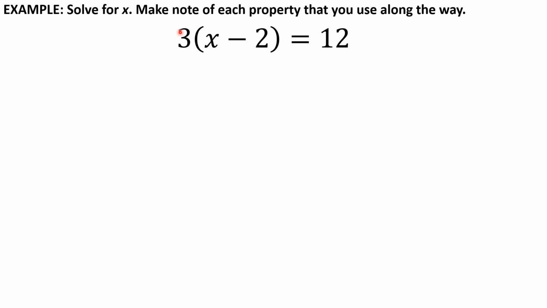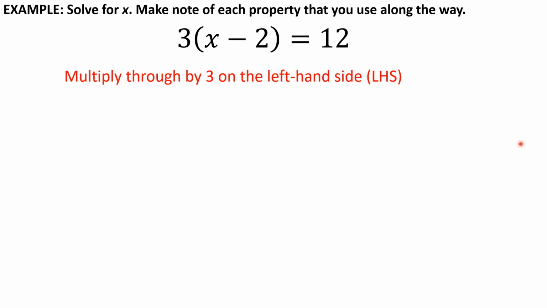All right, so we have this equation, 3 times the quantity X minus 2, equals 12. Now there's lots of ways that you could solve this. I can think of 2 different ways, but what I'm going to do is go ahead and multiply through by 3 on the left-hand side. We talked about in the last video that for left-hand side, we abbreviate that LHS, especially when we're writing proofs.